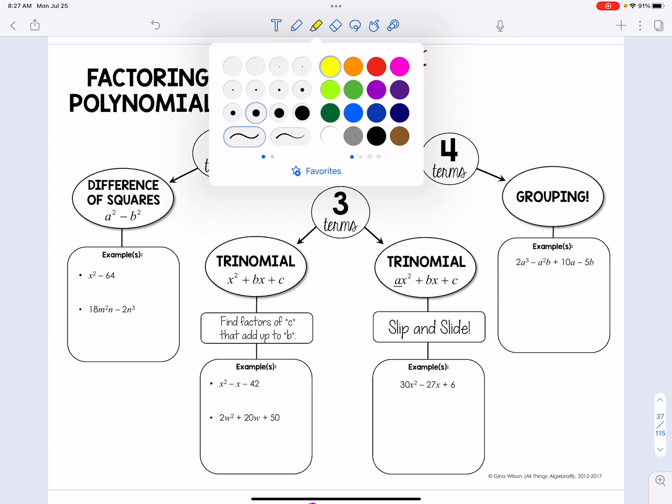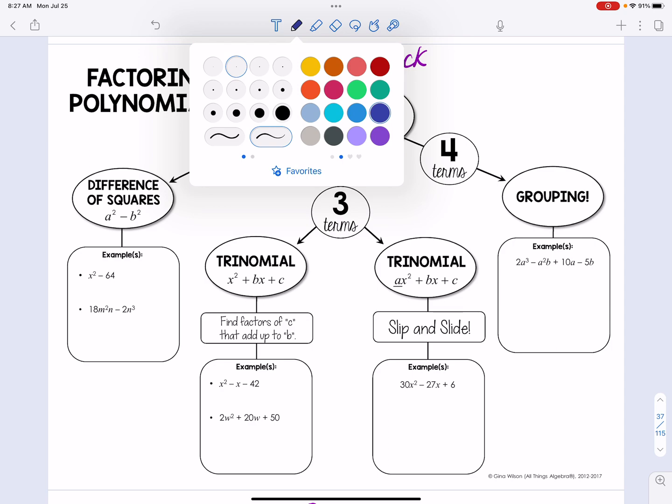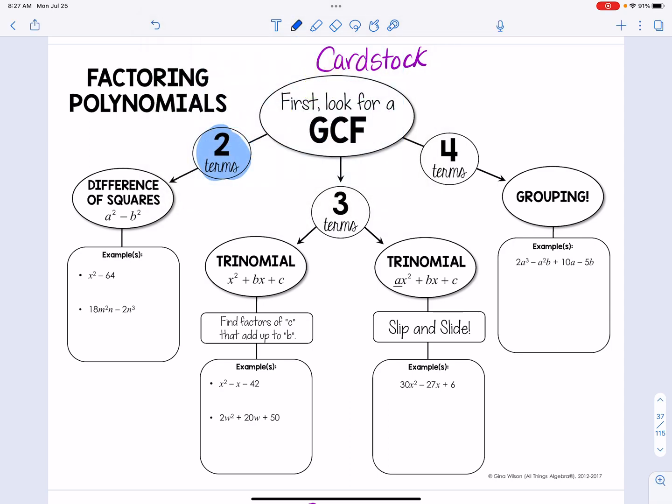So if this has two terms, I just gave you this little cardstock so you could write on it and use it. Then you're looking for difference of squares. Well, this is difference of squares, so it's x minus 8, x plus 8. This is not difference of squares, but I can take out a GCF. I can take out a 2n. When I take out a 2n, I'm left with 9m squared minus n squared. That is difference of squares, 3m minus n, 3m plus n.